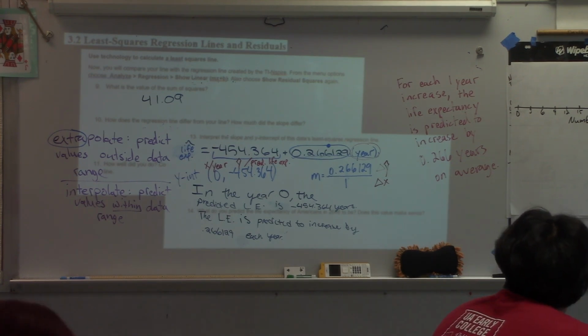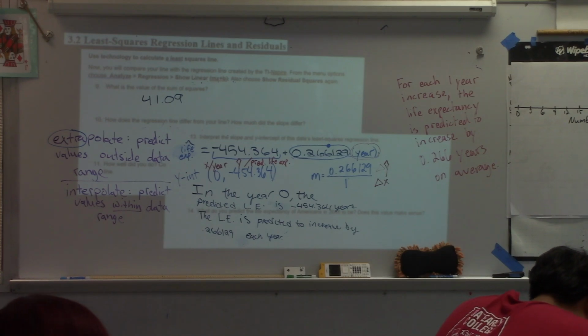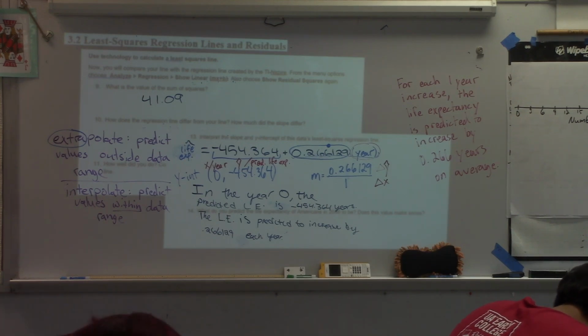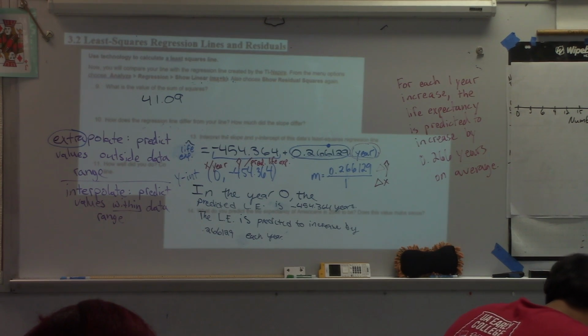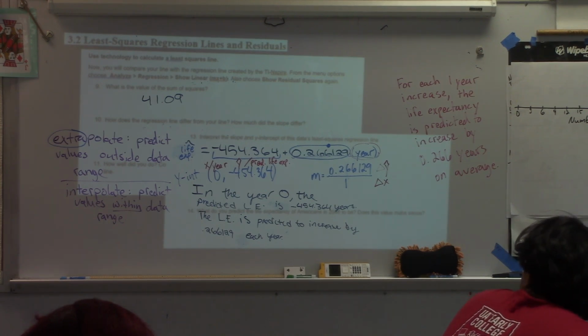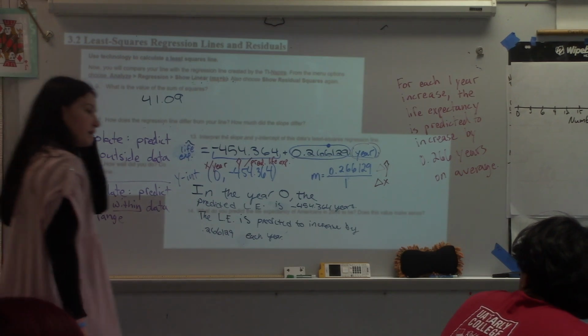How do you predict the life expectancy of Americans in 2040 to be? And does this value make sense? So how are we gonna do that? Plug it in. Substitute 2040 in. And then tell me what you get. Like 88.5? 88.5.